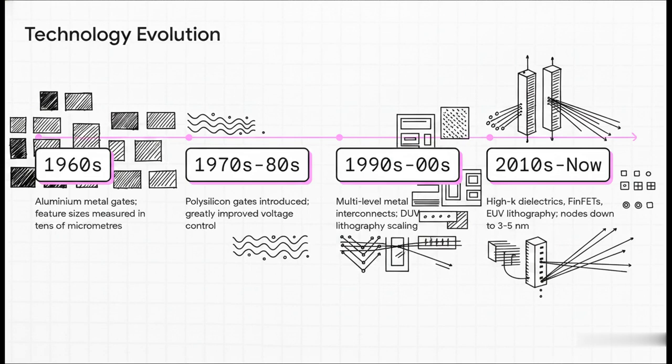We're using 3D transistor structures, wild new insulating materials, and extreme ultraviolet light to build at nodes of 3 to 5 nanometers. To put that into perspective for you, 3 nanometers is roughly the width of just a few strands of DNA. Going from tens of micrometers down to that scale is just a staggering achievement of human engineering.